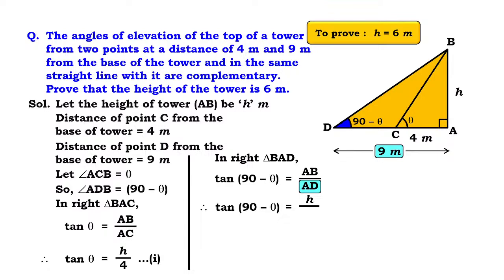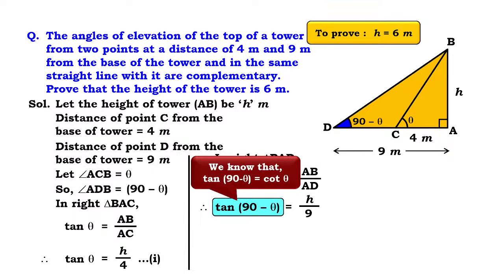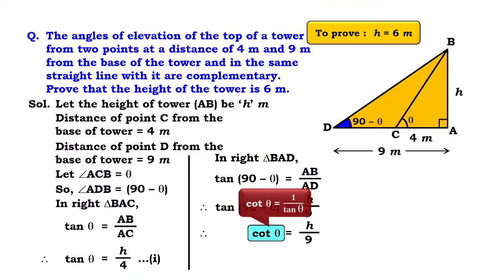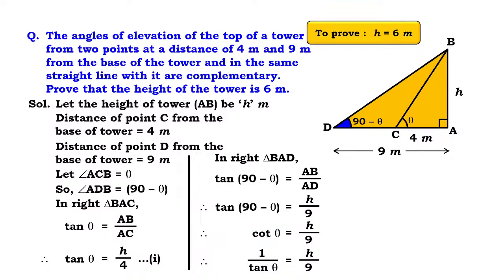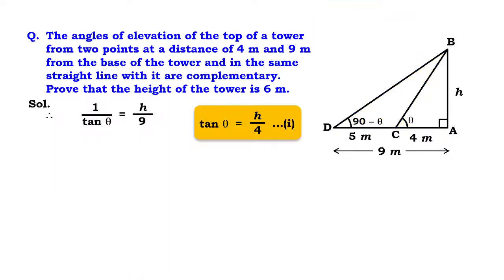Now look here, H is here, H is here. So can I say now the values will be equal? Correct. Now I am going to solve it. We know that tan 90 minus theta is how much? Cot theta. So can I write here cot theta is equal to H by 9? Basic trigonometry. Because cot theta is 1 by tan theta. I am converting into 1 by tan theta. This is H by 9. So what is the value of tan theta here? 9 by H. Okay, now keep following.